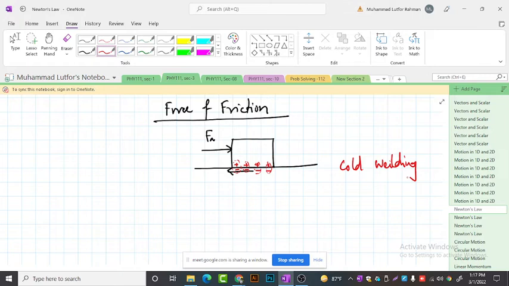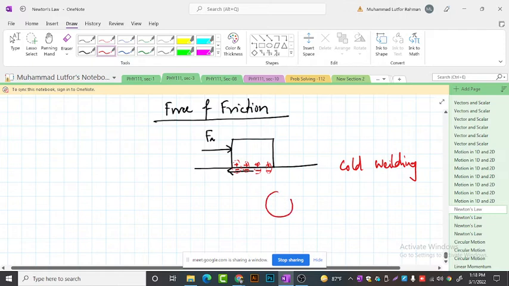And without this frictional force, basically you cannot move. Suppose I ask you what makes a car go forward. Probably you would say the engine, because you press the accelerator, so the engine is rotating. Due to that, you say the car is moving in the forward direction.